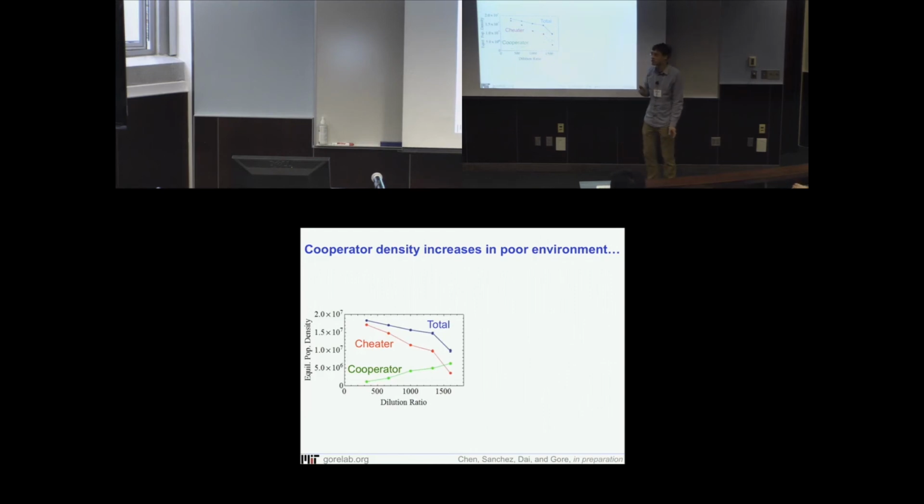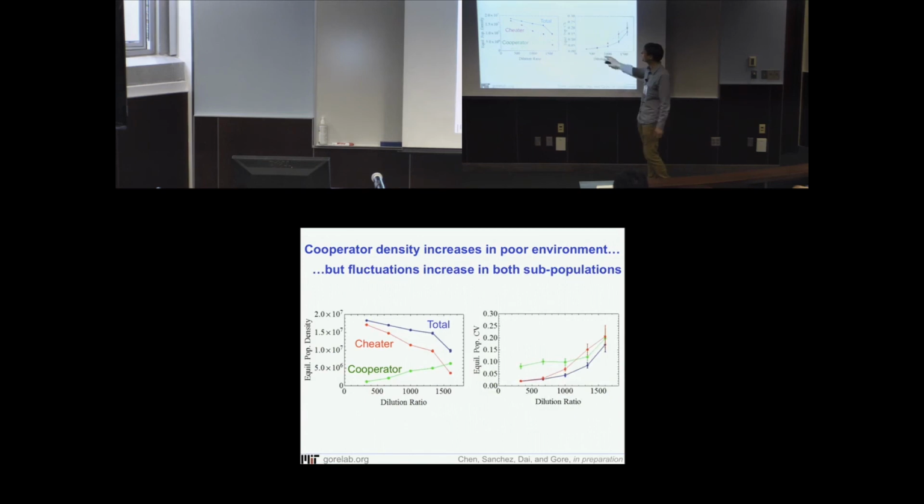Because we normally think about population size as a zeroth order estimate for the health of a population, whereas here, you see the population size goes up before collapsing. However, if you look at the size of the fluctuations, that increases for all three of these population sizes. It doesn't matter whether you're looking at the total size, cooperator size, or cheater size. The fluctuations increase for all three, telling you that this really does work as a good early warning indicator.